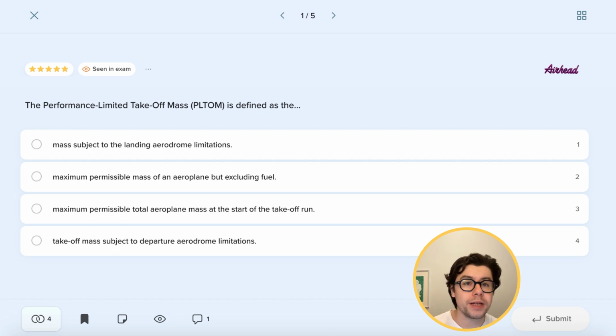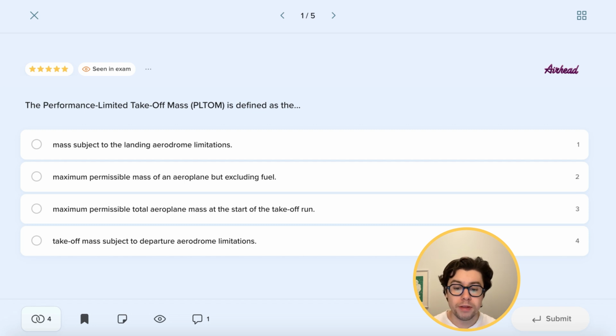The performance limited takeoff mass will comprise the field limiting takeoff mass, so the length of the runway, the obstacle limiting takeoff mass, so the mass that has to do with our initial climb out and the obstacle clearance close to the airport, and lastly the climb limited takeoff mass, which will have to do with our climb out after the initial segment of our takeoff, so the obstacles further away like the mountains, etc.